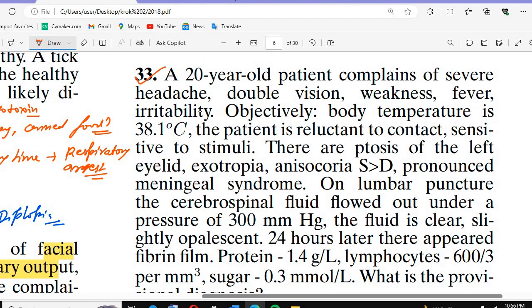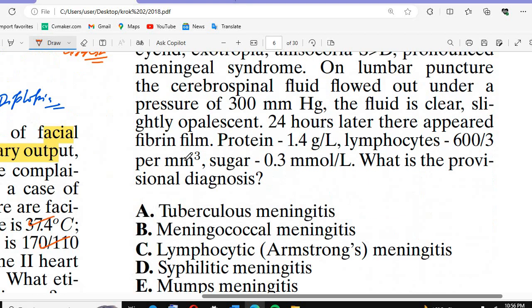This question we discussed there, just now we discussed tuberculosis meningitis. So revise the meningitis topics and solve this question.